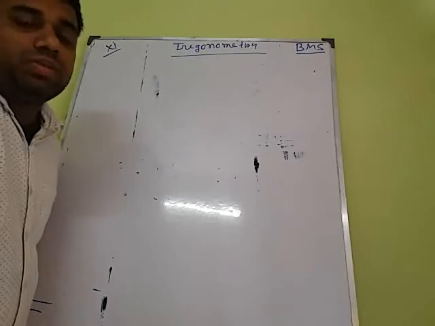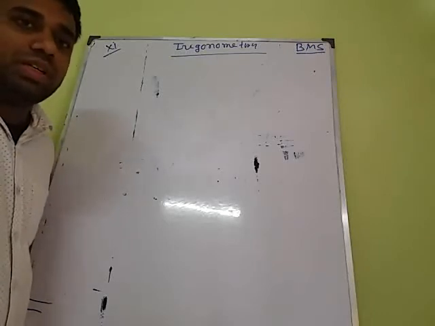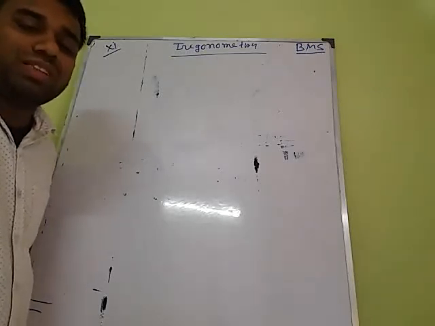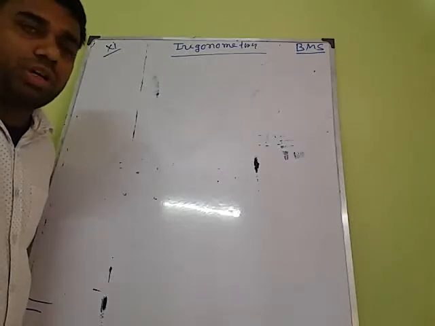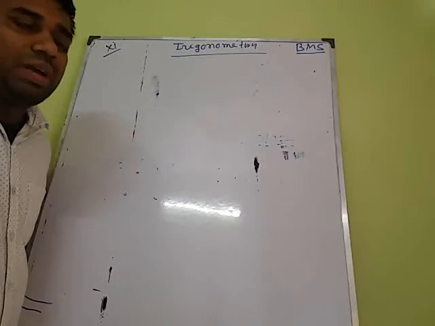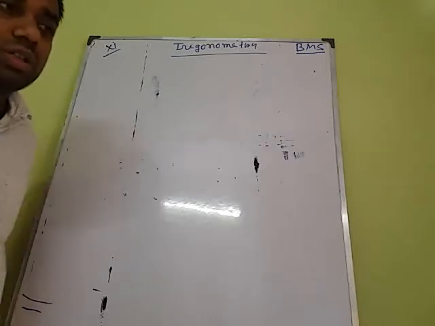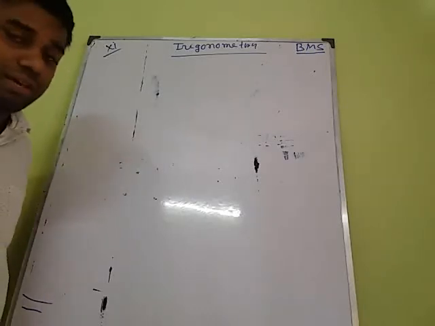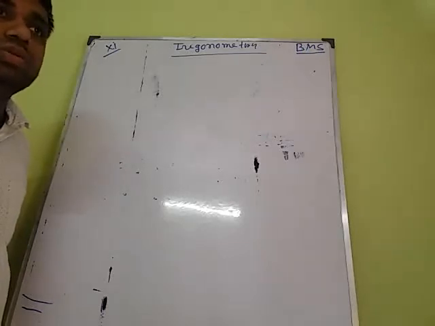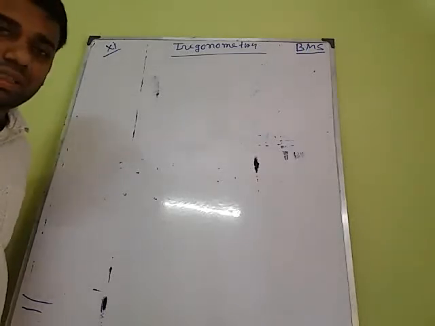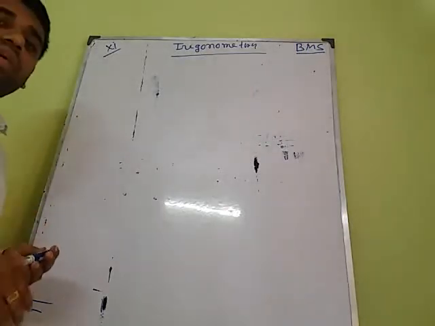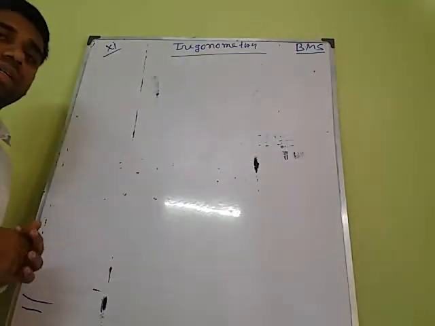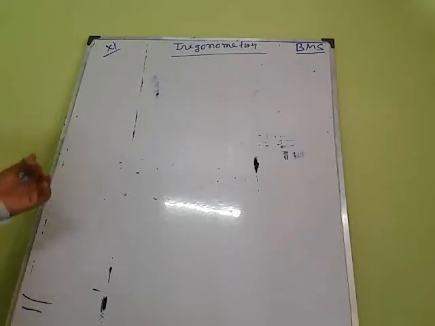Welcome class 11 students. Students, in the previous video I solved exercise 3.3 sums number 1, 2, 3, 4. So we have solved up to 4, but to solve 4 and 5, we need to know some identities. In this class I will discuss some identities, and we'll prove those identities.